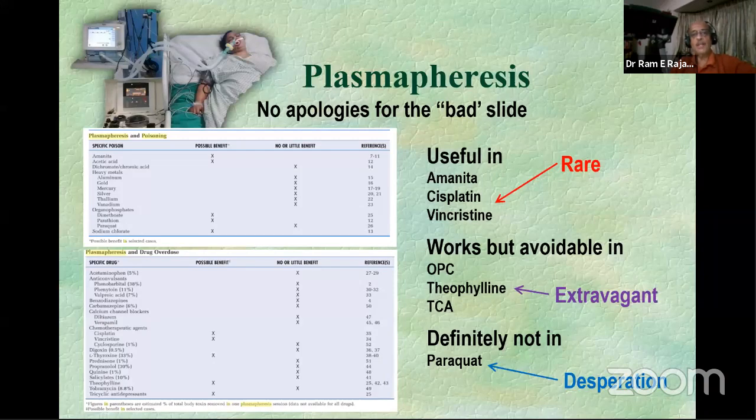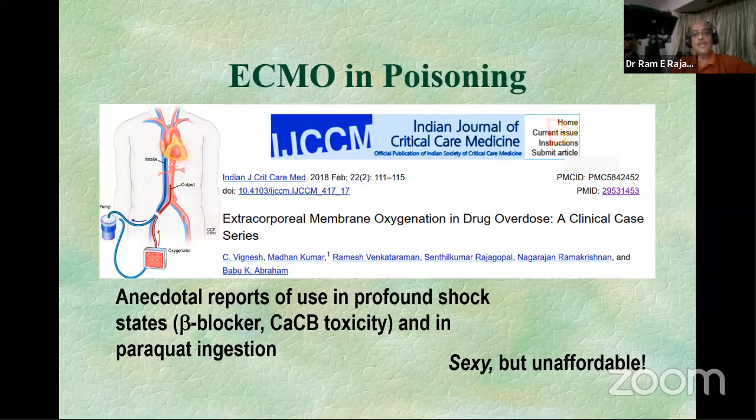Talking about even greater desperation, the use of ECMO, I have to put this in perspective. Don't look at the title of people who performed it, all my friends. Effectively, it is nice to talk about it. But as I say, it is sexy, but definitely unaffordable in terms of your treatment.